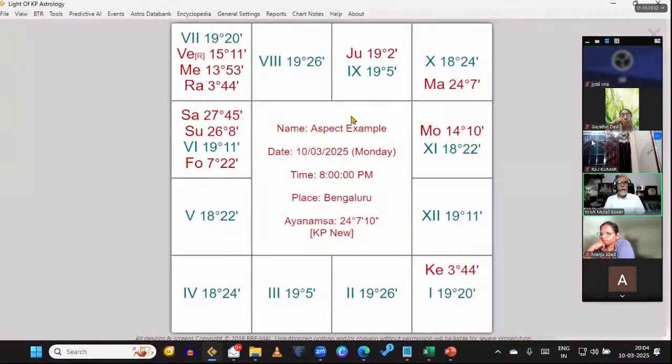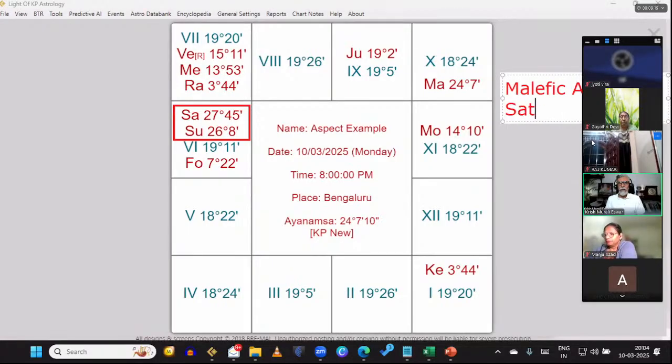Okay, let's only study the horoscope for us. Now we know that Saturn and Sun are conjoined with each other. So they are a malefic aspect, which are Saturn and Sun. They are within the orb of each other. So they will both control each other's results. They will not allow benefic results to come. This is the first point.